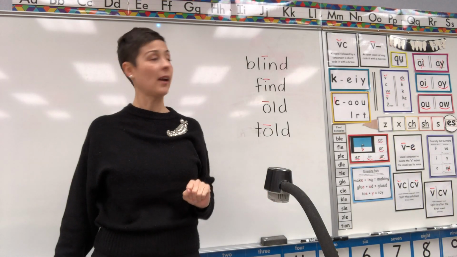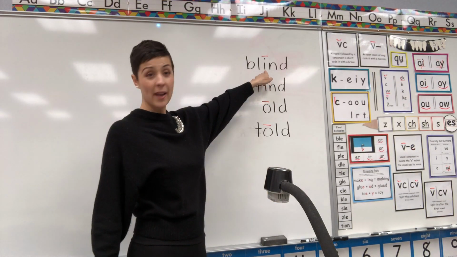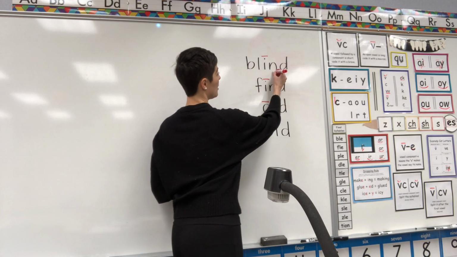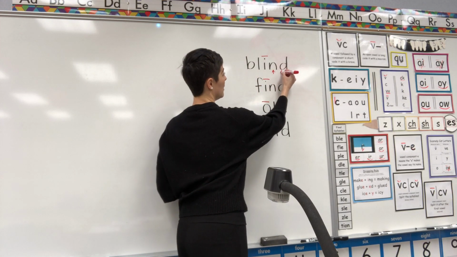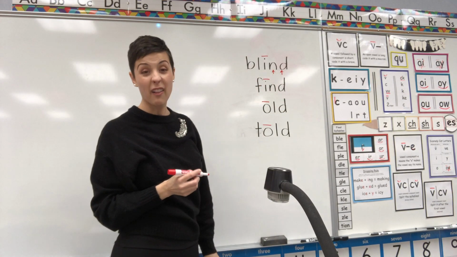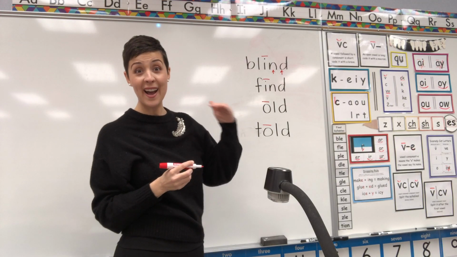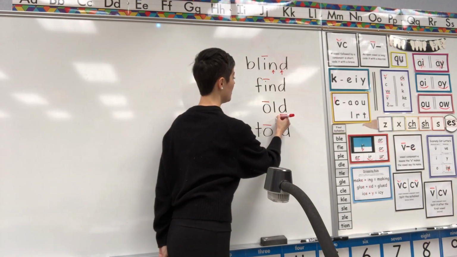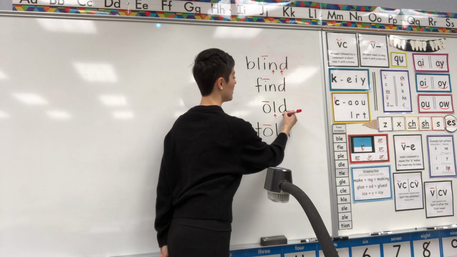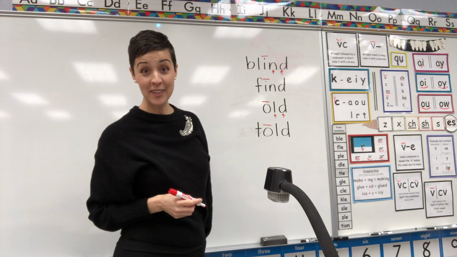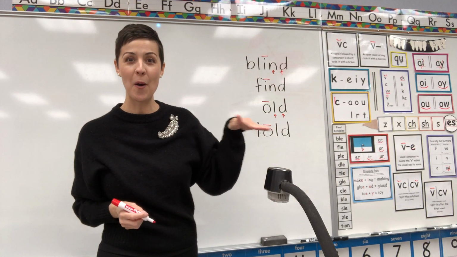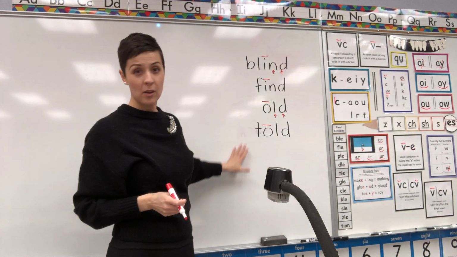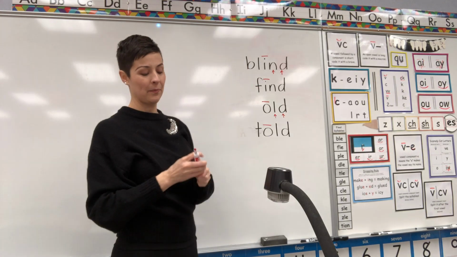But there is one thing I look for. If I have an I followed by 2 consonants, a lot of times it will say long I. If I have an O followed by 2 consonants, a lot of times it will say long O. So these are called my wild colt words.